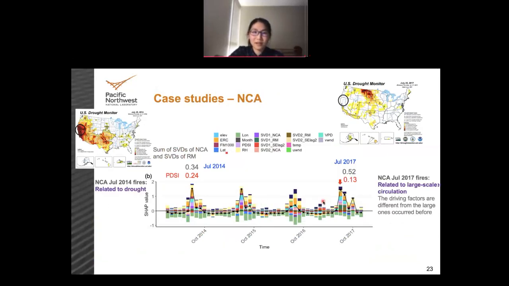So we can utilize the SHAP to identify different key drivers for different events in California, because usually people may think drought is the only factor causing the fires, but actually in some years drought is important, and in some years other factors like large-scale circulation patterns are important.